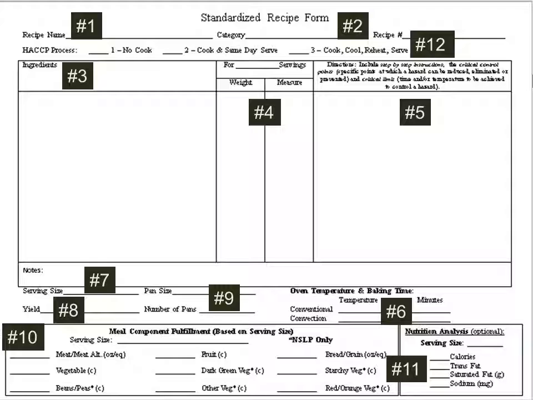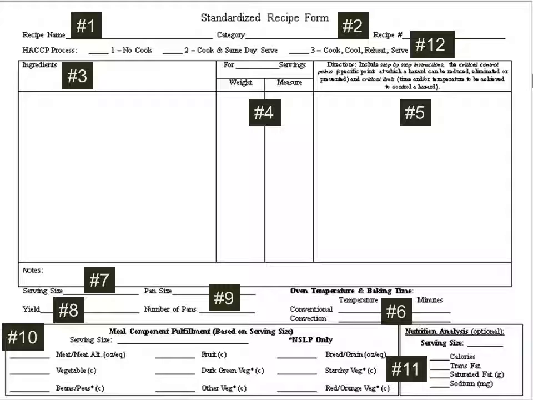Number 6 is the oven temperature and baking time, the appropriate cooking temperature and time for the recipe. Number 7 is the serving size, the amount of a single portion in volume and or weight. Number 8 is the yield, the amount in weight or volume of the recipe at the end of production. Number 9 is the pan size and number, the equipment to be used in preparing and serving the recipe to produce the proper portion sizes.